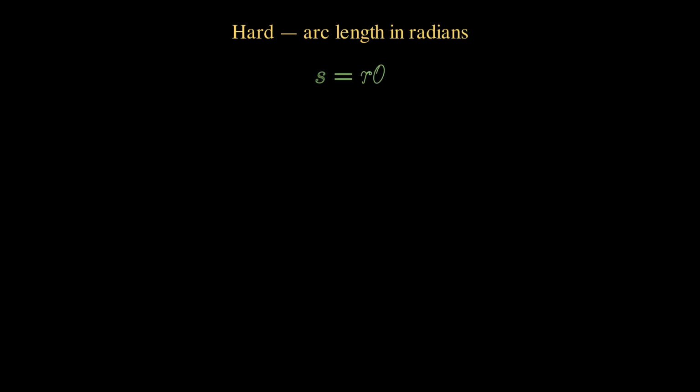The formula is S equals r theta, where theta must be in radians. Suppose radius is 7 and theta is π over 4 radians. Multiply 7 by π over 4 to get 7π over 4 units of arc length. If the problem gave degrees instead, convert first, then use S equals r theta. Mixing units is another common failure point.